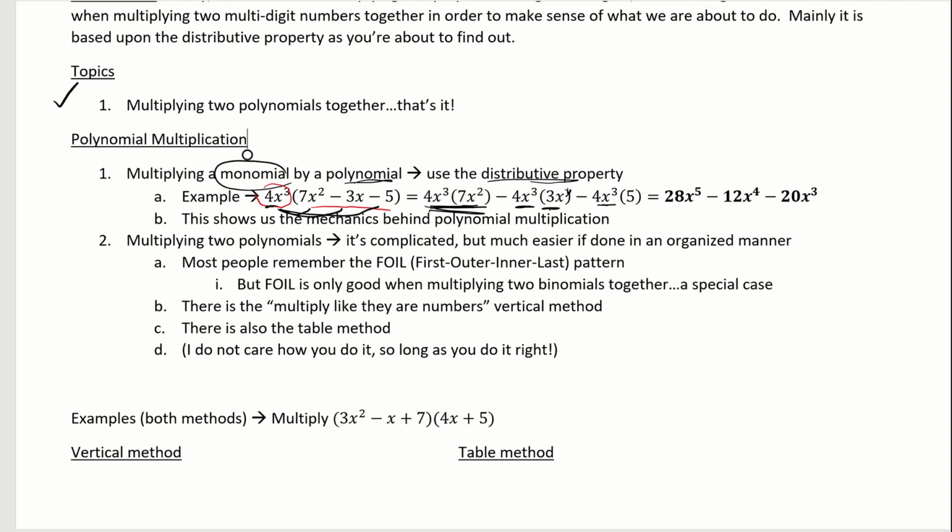So the mechanics of multiplication, I want you to study that. Notice, and just pause it if you will, we distribute, and when you distribute, you multiply the coefficients together and add the powers. That's big. That's all we're going to do in this whole lecture.